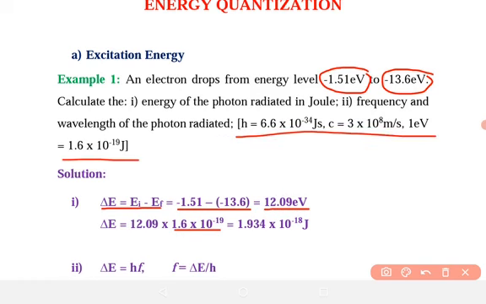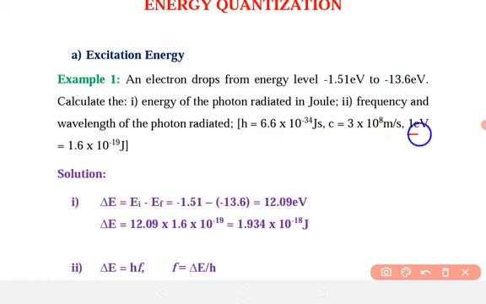1 electron volt is equal to 1.6 times 10 raised to the power minus 19 joule. So to take energy or any energy value from electron volt to joule, you multiply by the value of 1 electron volt, which is 1.6 times 10 raised to the power minus 19, and that is what we did here to take the value of our energy to joule. And the value of the energy in joule is 1.934 times 10 raised to the power minus 18 joule.